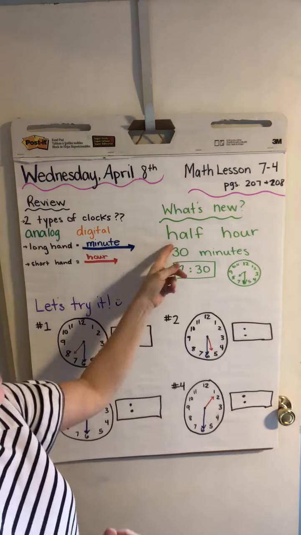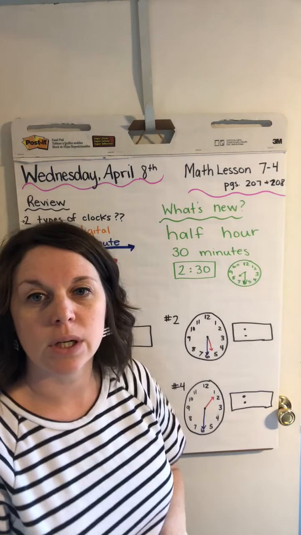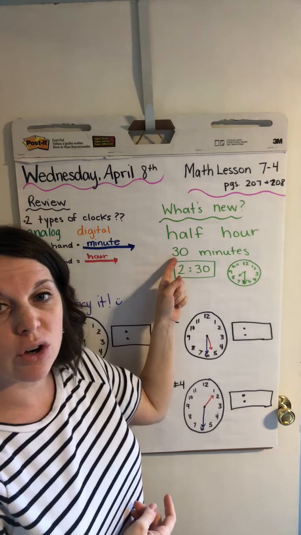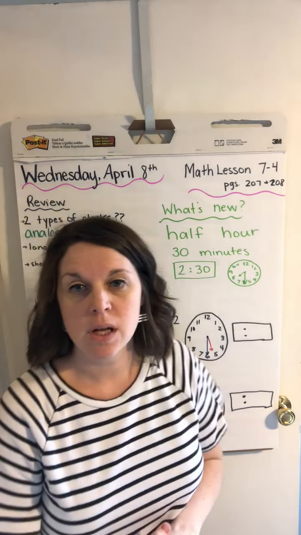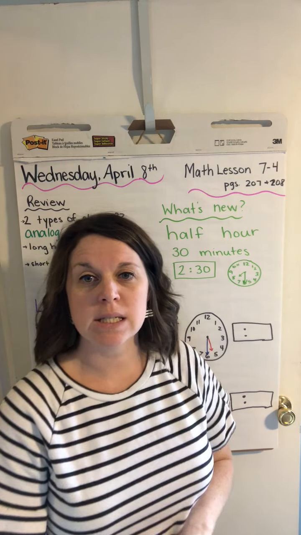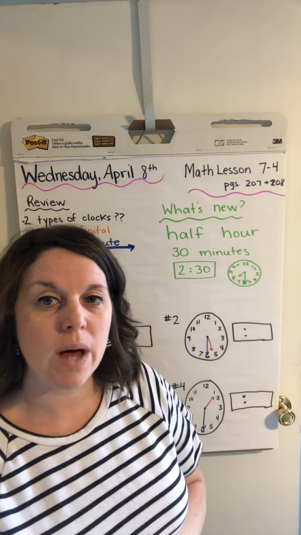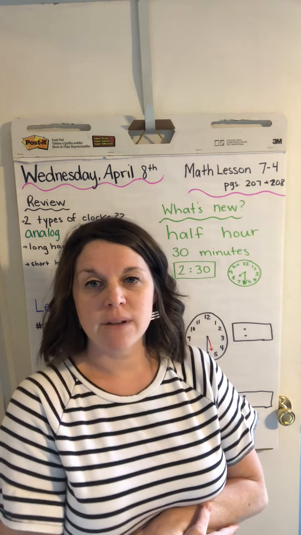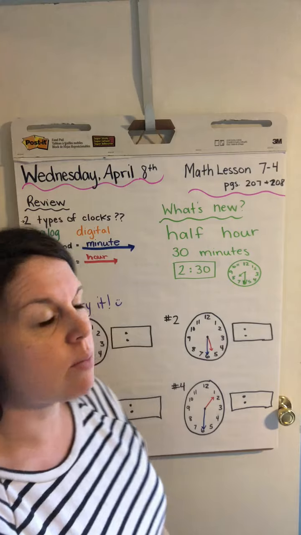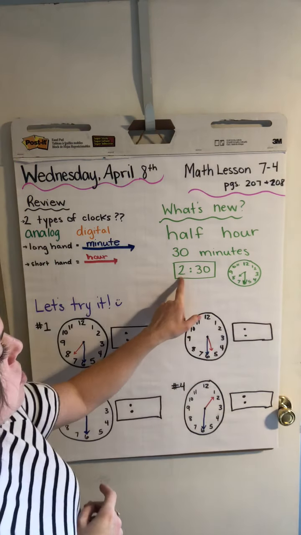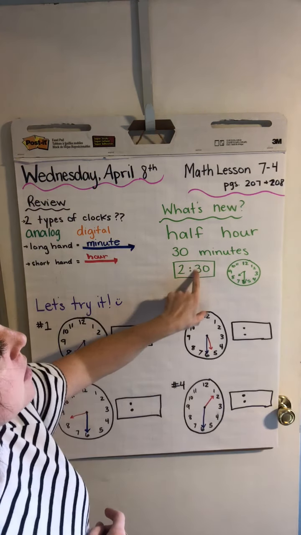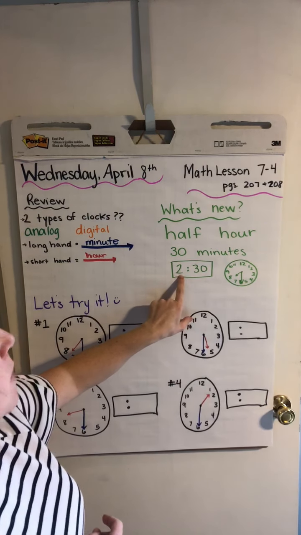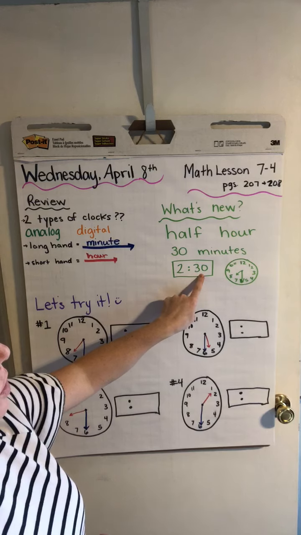So what's new today? Well, I already said we're going to learn to the half hour. So half hour means 30 minutes because half of an hour, which is 60 minutes, is 30 minutes. So if you had 30 plus 30, that would equal 60. So half an hour is 30 minutes. So on our digital clock, we would write those 30 minutes here to the right side of the colon. So this, my example, was 2:30.